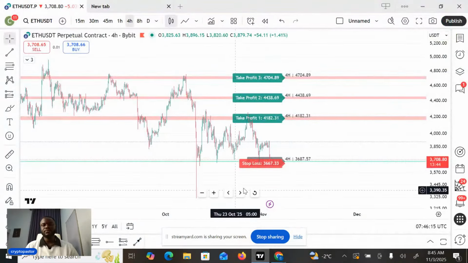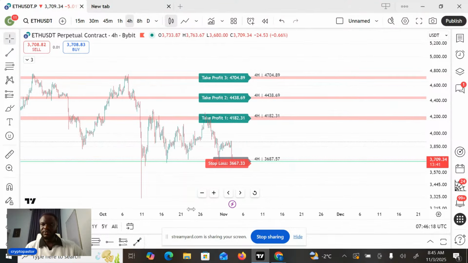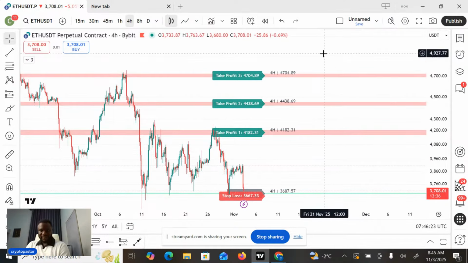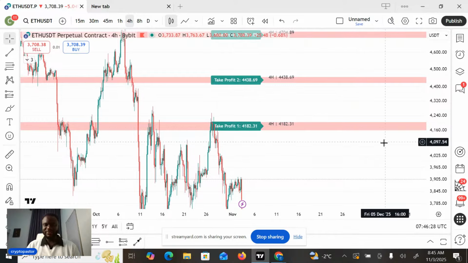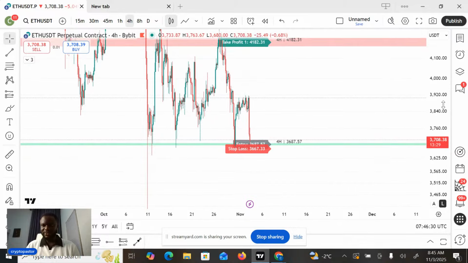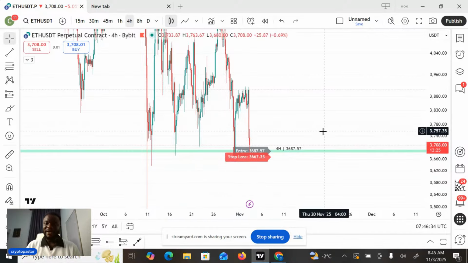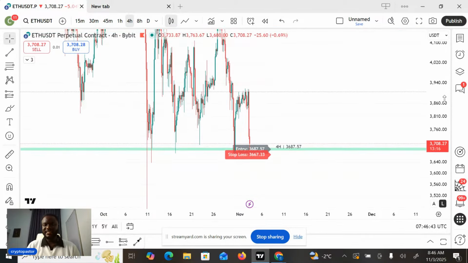So this is our Ethereum chart on the 4-hour time frame. I'm going to be very fast about this. I can see our script has given us an entry on Ethereum. I'm trying to zoom out at 3680. Remember, I told you that it's the same script. It has given us an entry at 3686.